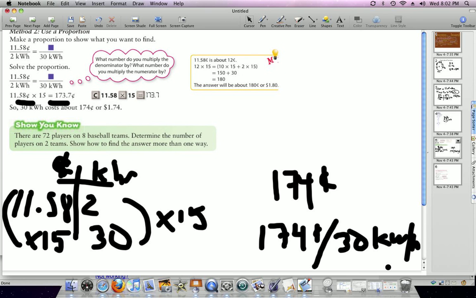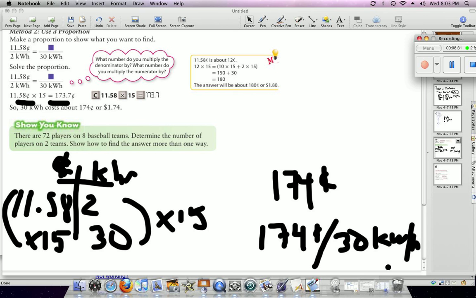So look at this question, and I'm going to stop and let you think here for a minute. There are 72 players on 8 baseball teams. Determine the number of players on 2 teams and show how you would find the answer in more than one way. So right now, think decimals, fractions, ratio tables. How can you find how many players are on 2 teams? Can you please put that in your foldable? 72 players on 8 baseball teams, how many players are on 2 teams? And I'm going to stop the recording here, and we'll pick it up again on a second recording.